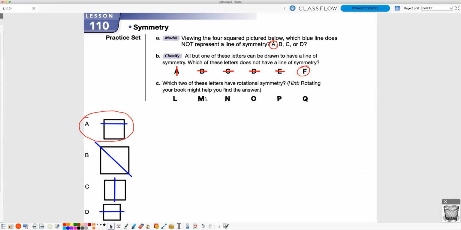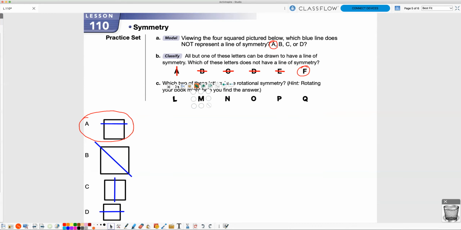And letter C, which two of these letters have rotational symmetry? So the hint says rotating your book might help find you the answer. We can also do this real quick. Rotational symmetry, remember, it was rotating it within, if it comes back to its original position before 360 degrees, then it would be it. This is not, so this would be approximately 180. So that'd be 180, 270, 360. So this one doesn't look like that. That does not have rotational symmetry. So that one does not.